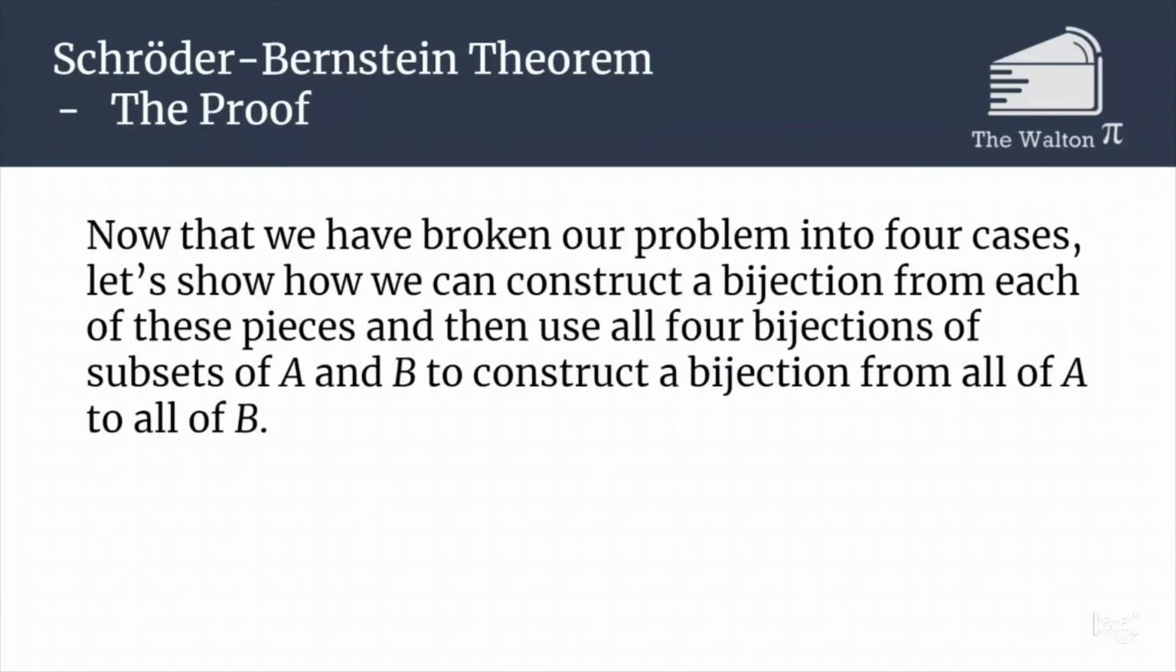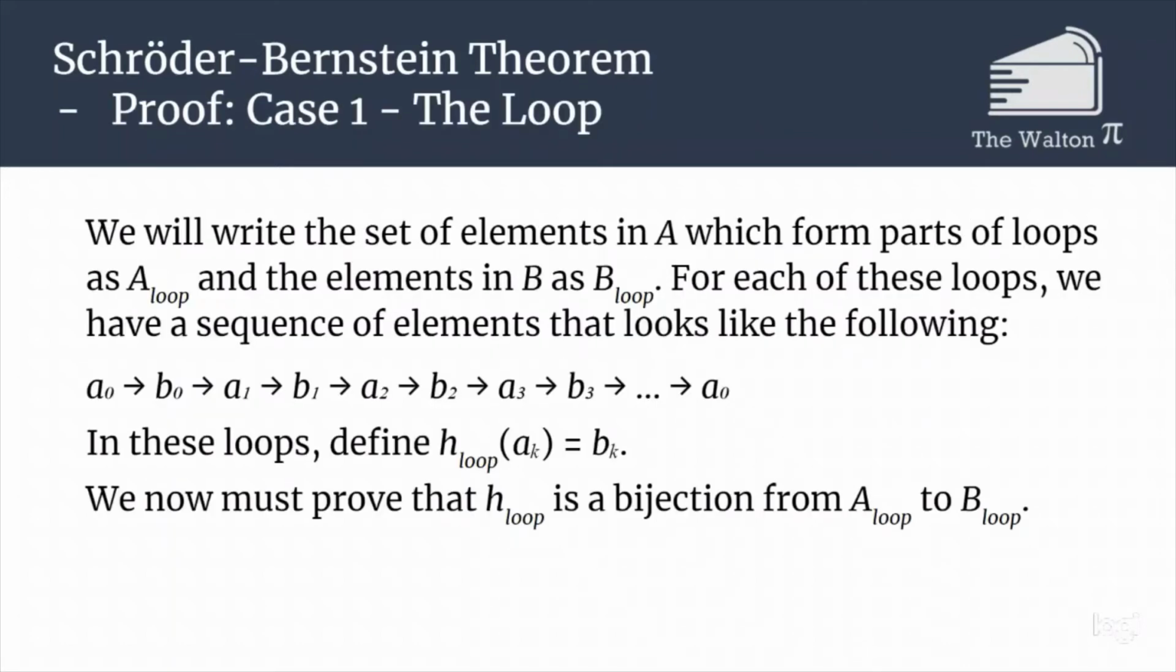So now that we've broken our problem up into four cases, let's go through how we can construct a bijection on each of these pieces, and then we can use these four bijections of subsets of A and B to construct a bijection from all of A to all of B. So we are going to write the set of elements in A which form loops as A_loop, and the elements in B that are in those loops as B_loop. In each of these loops, we are going to have a sequence of elements that starts at some point a0, goes to b0, then a1, b1, a2, b2, and so on, until it cycles back to a0.